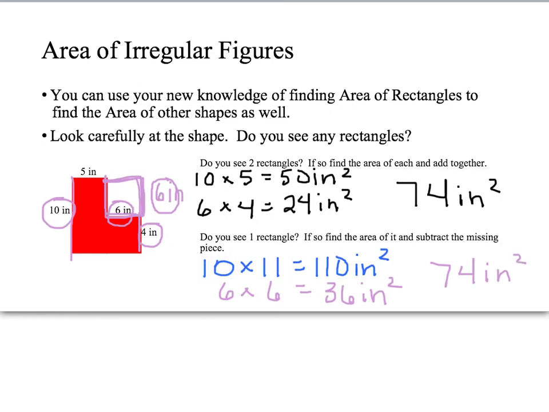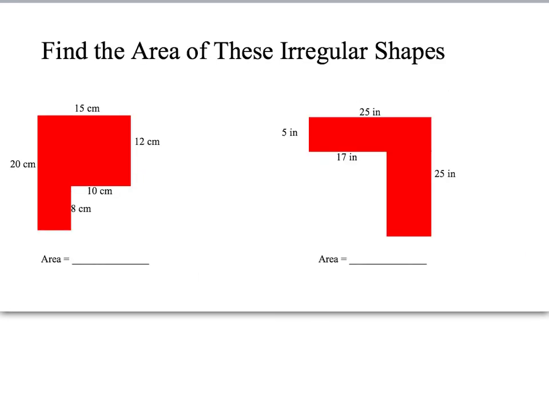Either method will work, whichever your preference is. If you'd like to add the two areas of the rectangles together, find the large and subtract the missing piece. It does not matter to me, whatever works best for you. Here you have two irregular shapes. I want you to use whichever method works for you, and I'd like for you to find the total area for both of these shapes. These are due tomorrow when you turn in your graphic organizer.